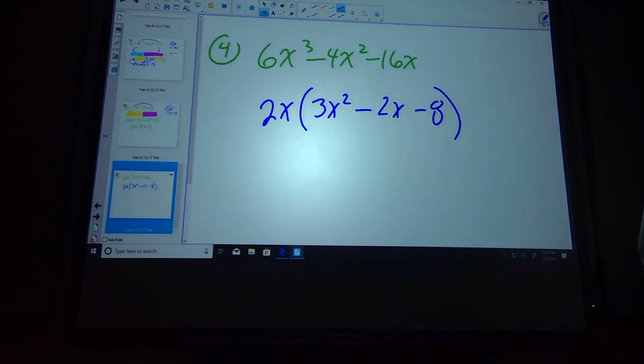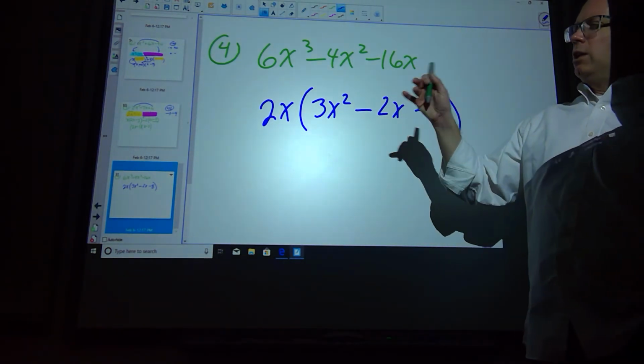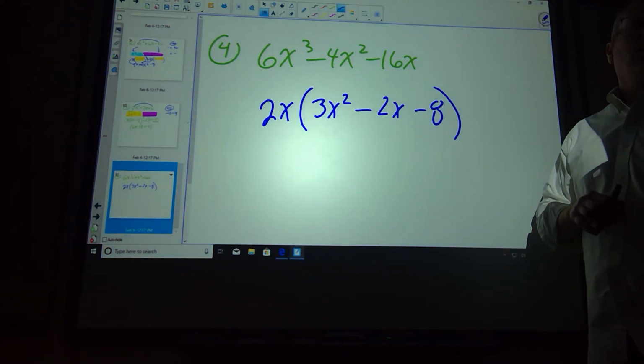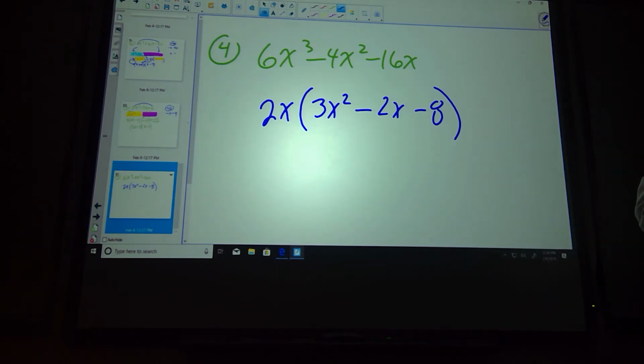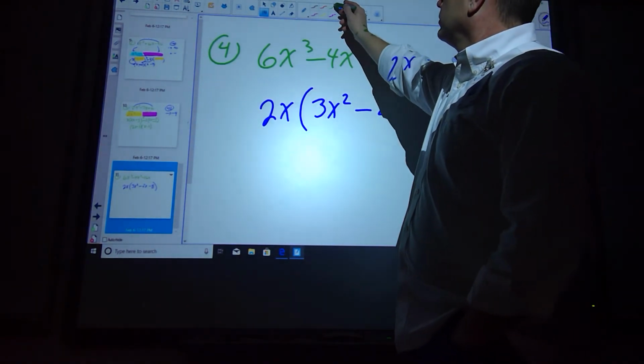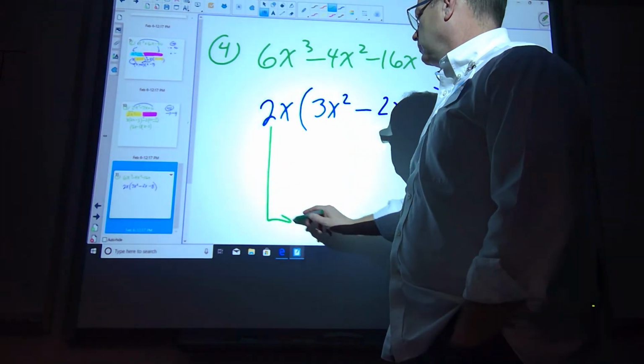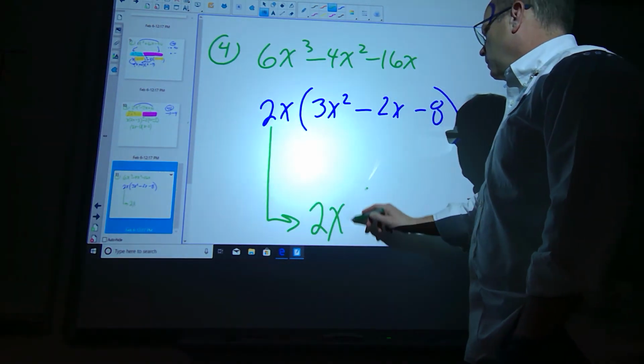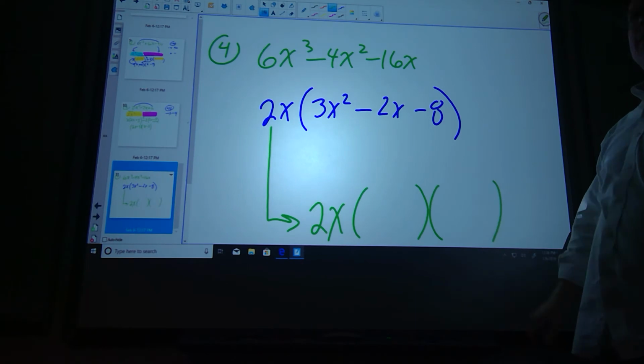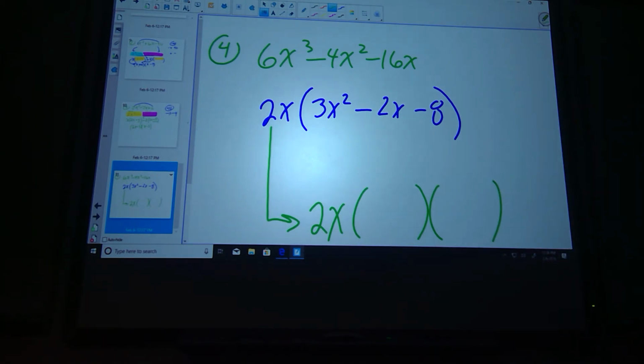Ben, who would you like me to pick on next? Christian. All right, Christian. First thing for you, Christian. What should I do with that 2x so I don't forget to do it? Bring it down. So I'm going to have something like that down here, right? Okay. So I don't have to mess with that 2x any longer because we know it's part of my answer, right?